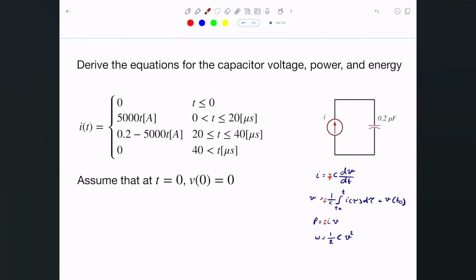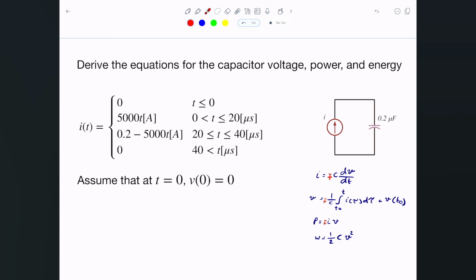In this example, we're given this simple single loop circuit that contains a current source and a 0.2 microfarad capacitor. This time we are given what the current source is providing. The current source is a function of time, and it's changing depending on the time. Actually, it's different ranges. Before 0 it's 0, between 0 and 20 microseconds it's providing some sort of linear current, and then it goes all the way, and you'll see it goes to 0 after 40 microseconds.